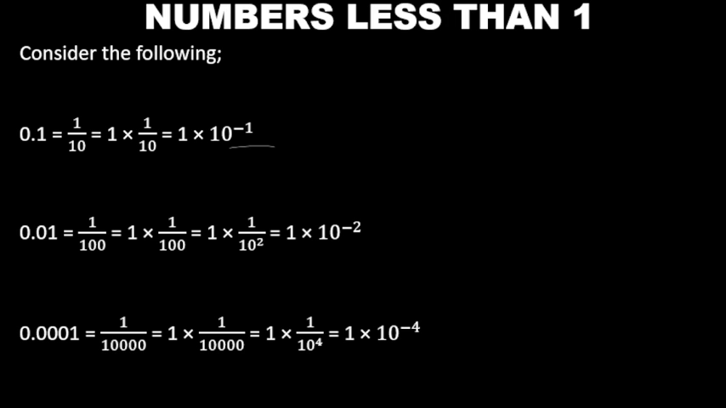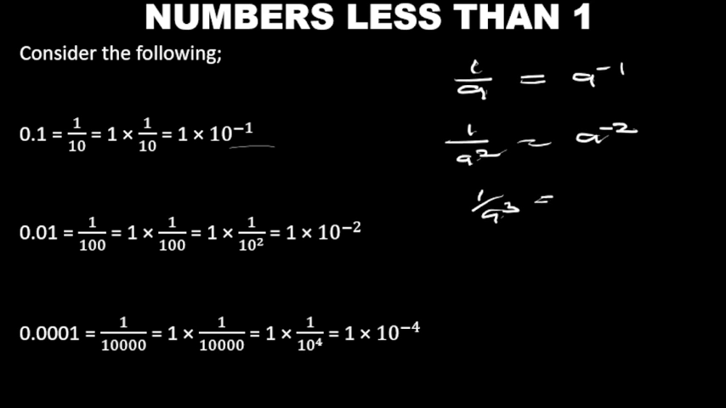Whenever you have 1 over a, it is the same thing as a raised to the power of minus 1. 1 over a raised to the power of 2 is the same thing as a raised to the power of minus 2. 1 all over a raised to the power of 3 is the same thing as a raised to the power of minus 3. Please, that's how to express this in negative index. So that will give us 0.001 is the same thing as 1 times 10 raised to the power of minus 4. Now you will take note of something.